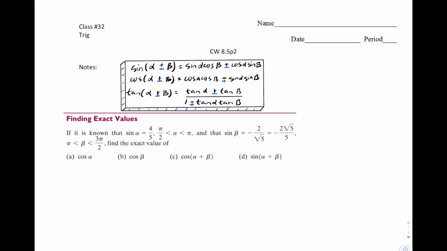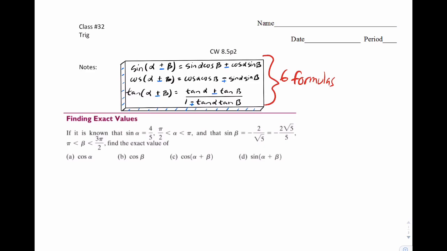Welcome to VW 8.5 Part 2. We're going to go straight into the first example. At the top, I do recommend you write down these formulas. So hopefully you have them memorized from last class, but if not, after today, you should have them memorized because we'll use them so often. And again, make sure you note that these are 6 formulas in total.